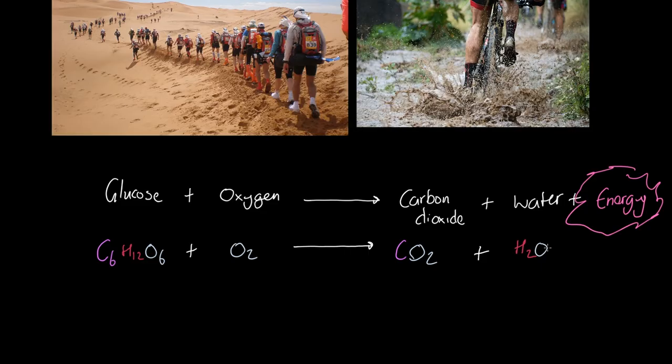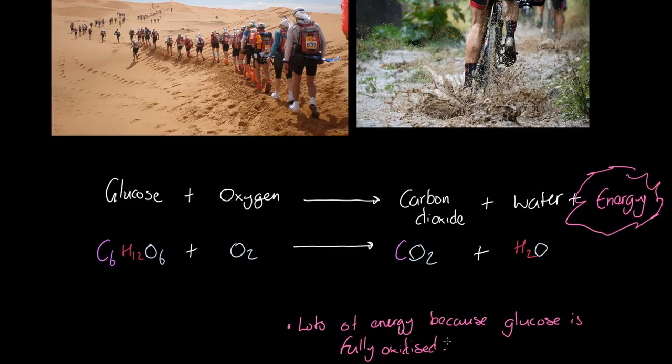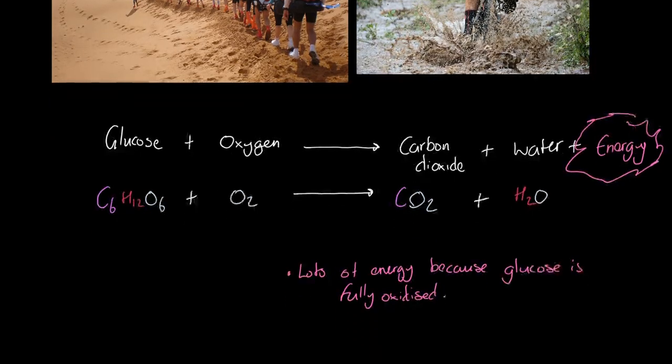But I want to make a couple of other critical points here that I think are really, really important. This method provides lots of energy. And the reason it's able to do that, and therefore we consider it to be quite efficient, is because glucose is fully oxidized. So for each glucose molecule, we fully oxidize it. And as a result, it's fully utilized within this reaction, which you're going to see in a moment is not the same with the anaerobic system.